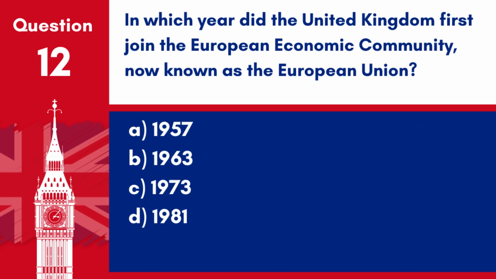Question 12. In which year did the United Kingdom first join the European Economic Community, now known as the European Union? A. 1957. B. 1963. C. 1973. D. 1981.